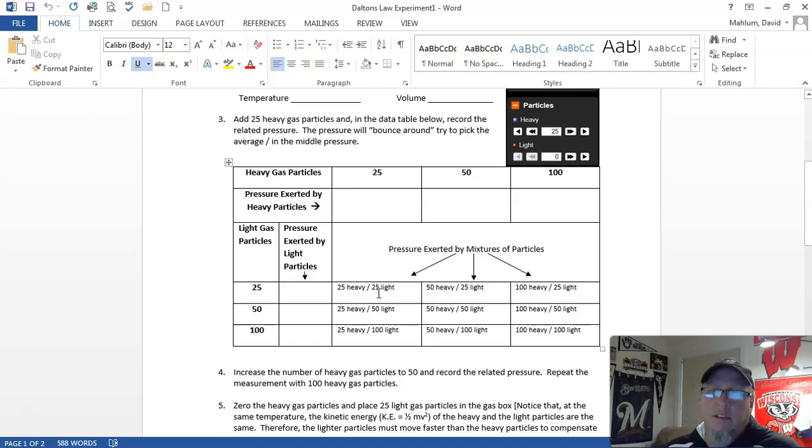Now this isn't perfect because the pressure bounced around in your little simulation, but if you look at this chart now, you might kind of get the idea here that whatever you had here and whatever you had here should be equal to the combination of the two. And whatever you had here and here should be equal to the combination of the two.